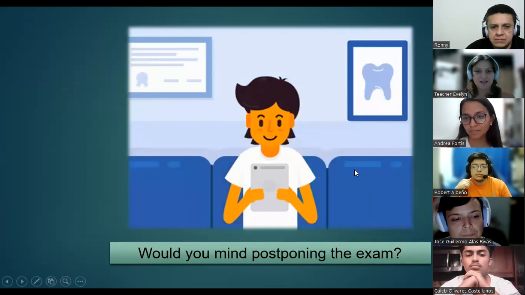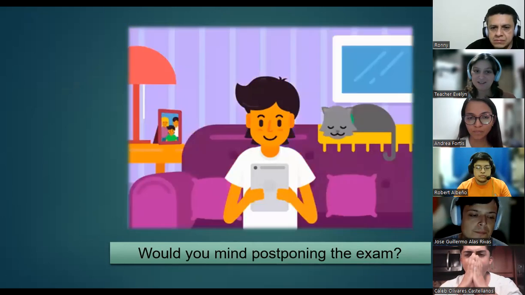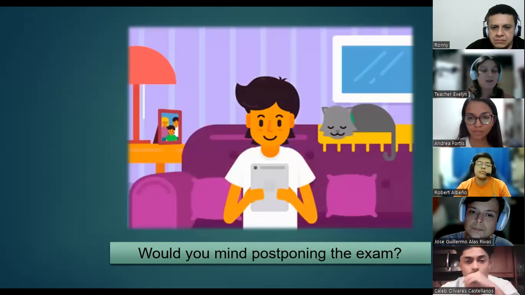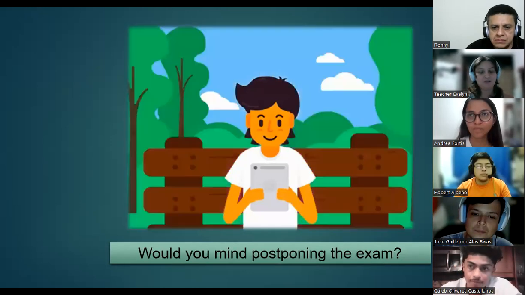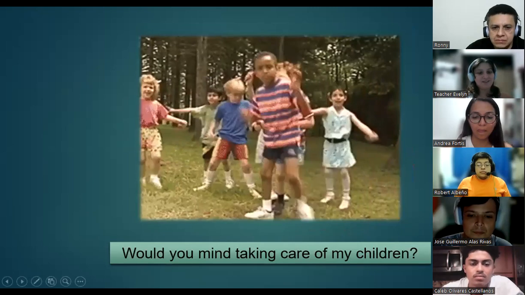Let's see another example. Guillermo, can you help me read this example, please? Okay. Would you mind postponing the exam? Yes. Would you mind postponing the exam? Pretty nice. So we have the verb postpone and we make it ing, right? And we have, let's see, well, another example.